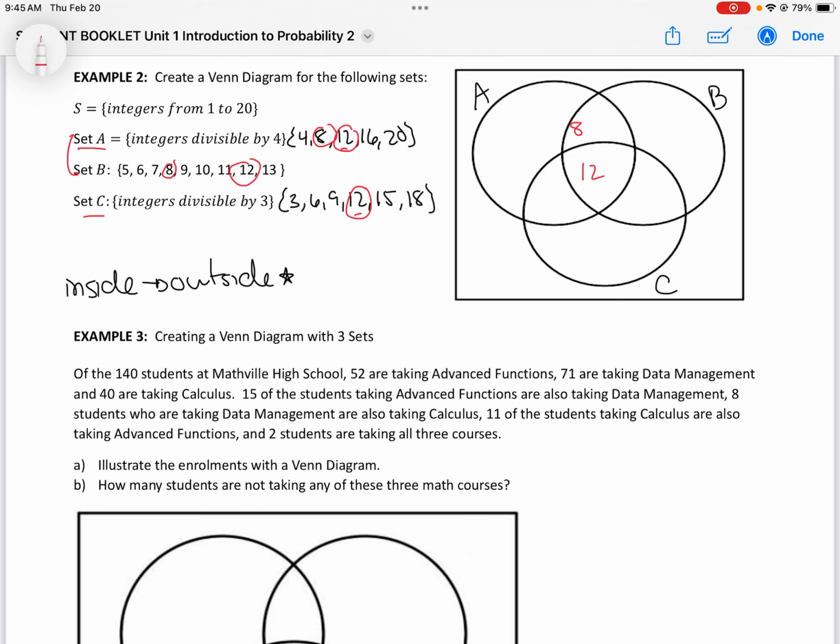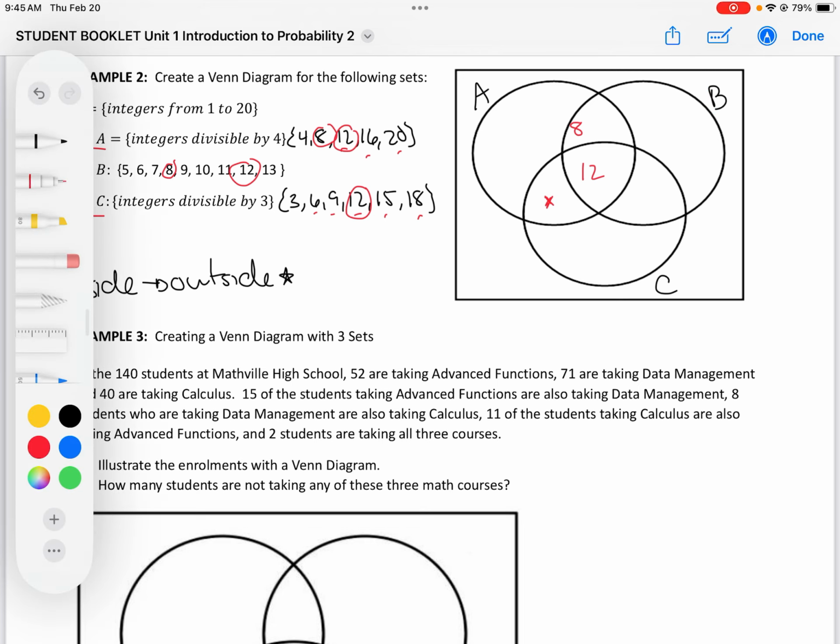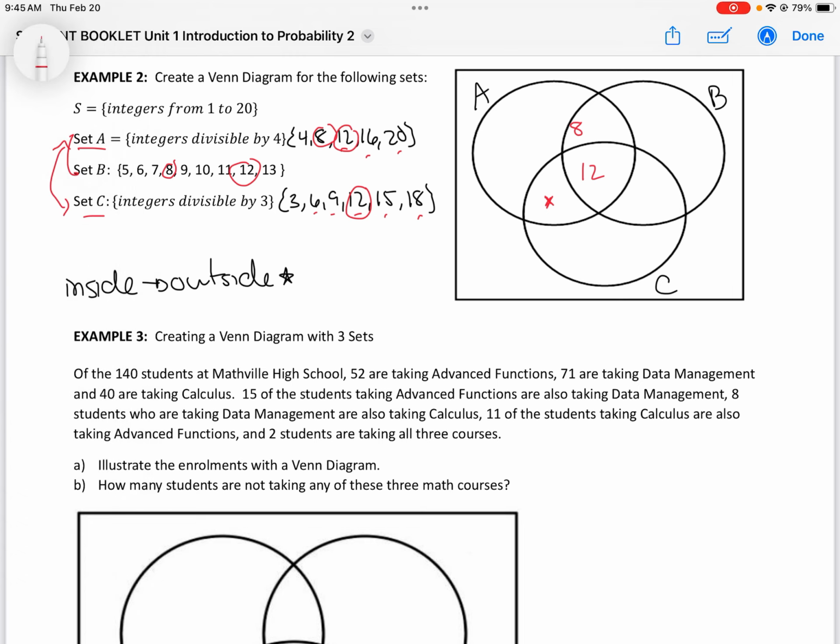Okay. What about A and C? So 4, no, 8, no, 12, 16, 20, 15, 18. Okay, there's not going to be anything in here. You don't put a 0, you don't have to put an X because then it's going to look like a variable. But I'm just going to leave that X in there just so that we know that we've done that work. Okay, it can be an empty set and that's okay. It's just called the null set.